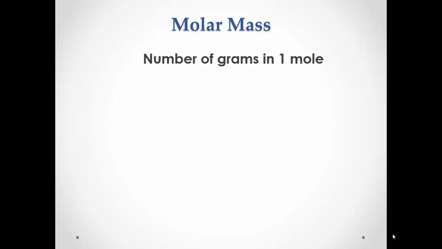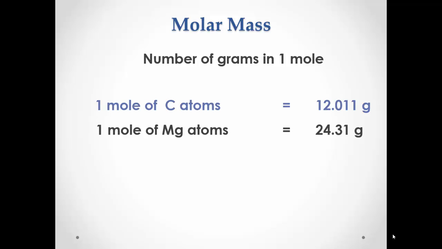So the mass on the periodic table can also be represented as the molar mass of the element. This is the mass in grams of 1 mole of the element. Looking on the periodic table, we see that the mass of 1 mole of carbon is 12.011 grams. The mass of 1 mole of magnesium is 24.31 grams. And the mass of 1 mole of copper is 63.54 grams.